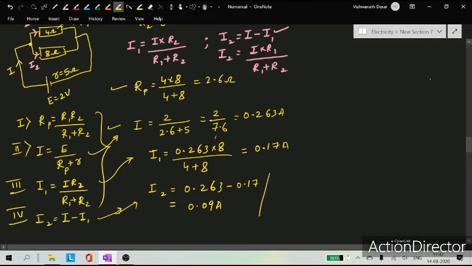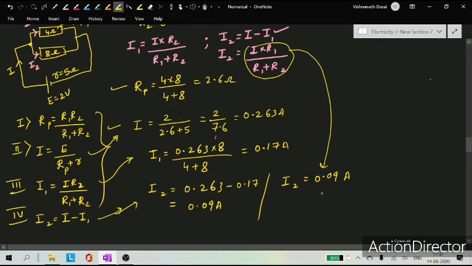Or you can calculate by using one more formula. I2 is equal to this one you can use. So one value you will get. That is a close value you are going to get. This is 0.09. 0.09 only you are supposed to get if you use this formula.